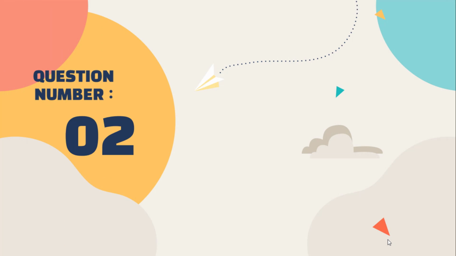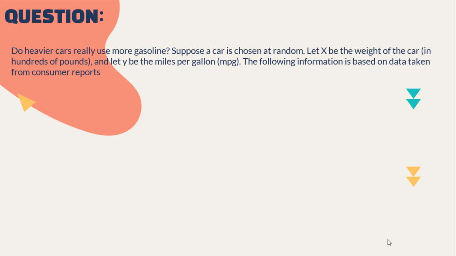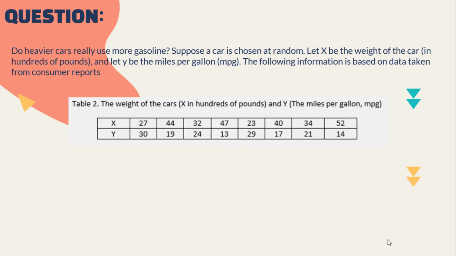Question number 2. The question is, do heavier cars really use more gasoline? Suppose a car is chosen at random. Let X be the weight of the car in hundreds of pounds and let Y be the miles per gallon, or mpg. The following information is based on data taken from Consumer Reports. This is a table about the weight of the cars, X in hundreds of pounds, and Y the miles per gallon, mpg. This is the data X and Y.